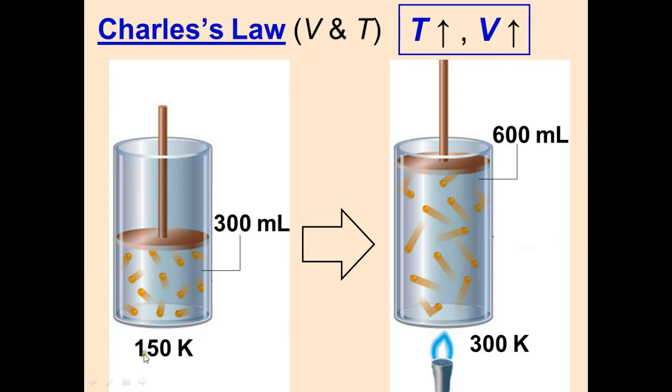So notice how, again, we went from 150 to 300, so we doubled the temperature. So what do you expect to happen with the volume? And you're right if you said it's gonna double, and it is. In fact, it went from 300 milliliters to 600, so that's definitely doubling.